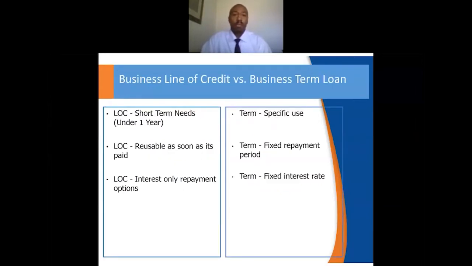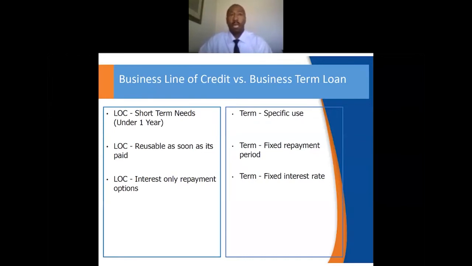Here on this slide, we talk about the difference between a business line of credit versus a business term loan. I'll give some examples too, so it'll make a little bit more sense and pop for you. So a line of credit is typically for short-term financing, short-term needs. Short-term definition being 12 months or less, or a year or less of a need. It's typically reusable after it's been paid back.